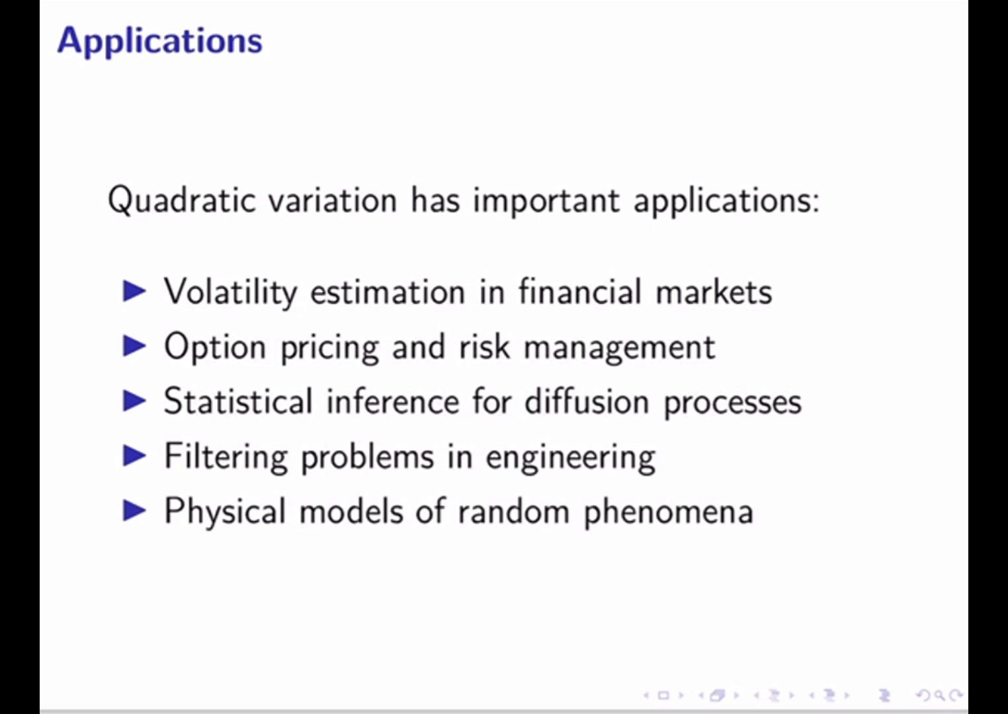The quadratic variation concept has numerous practical applications. In finance, it's used to estimate volatility from market data and plays a crucial role in option pricing and risk management. In statistics, it helps with inference for diffusion processes. Engineers use it for filtering problems, and physicists apply it in models of random phenomena. The theoretical properties we have proven have far-reaching practical implications across multiple disciplines.